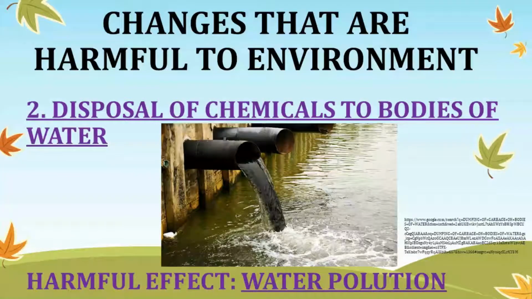Second example is disposal of chemicals to bodies of water. This is very bad to our bodies of water. The harmful effect of that is water pollution. It will pollute the water and will cause damage to the living things that live there. For example, class, the fish. They will die if there are chemicals that pollute the bodies of water.